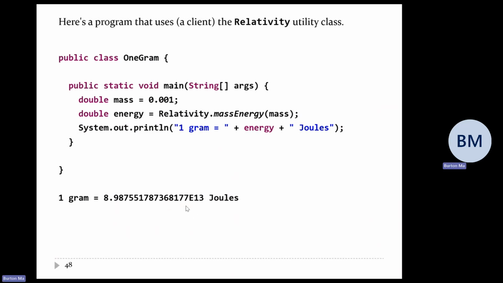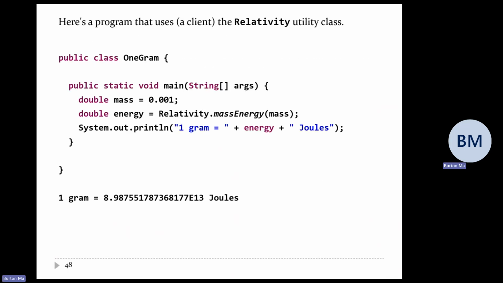So roughly 9 times 10 to the 13 joules, which is a very big number. So if you could actually convert 1 gram of mass into energy, you produce a lot of energy. And that's how your nuclear reactors work. They convert a small amount of mass into energy and thus power several thousands of homes, which is nice.